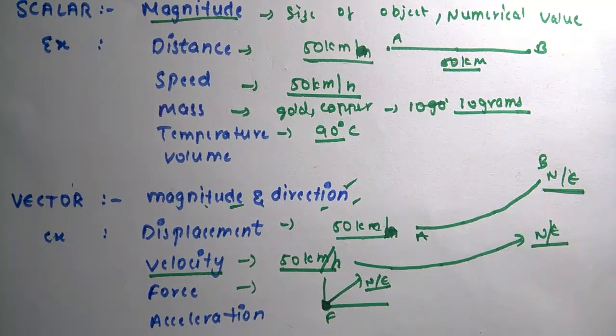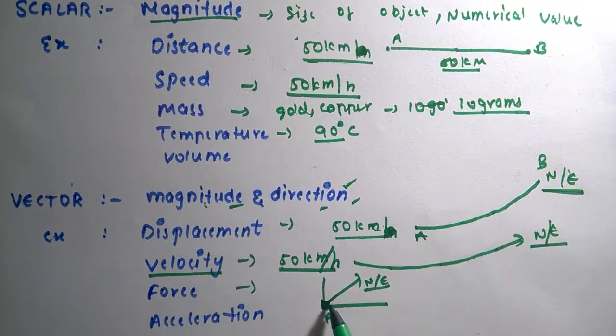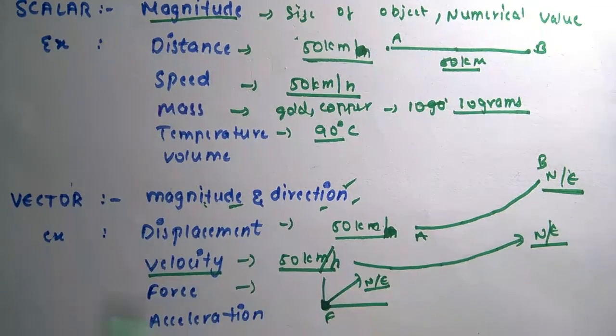So we can say the mass or size of the object is the magnitude, and northeast is the direction. So we can say force is a vector quantity.